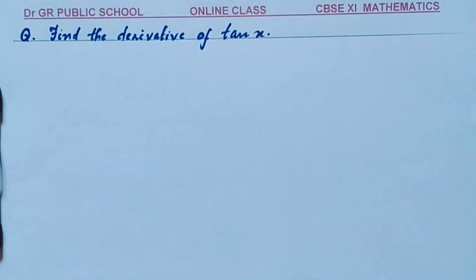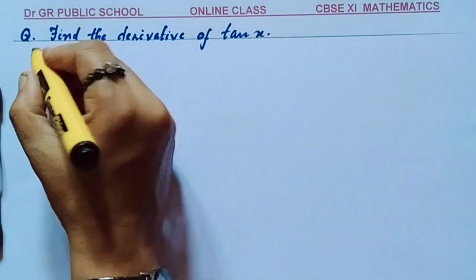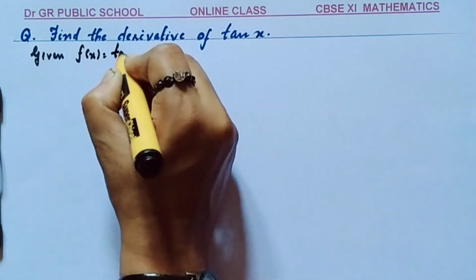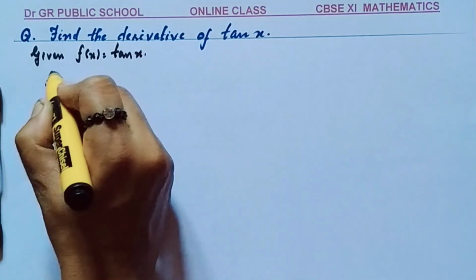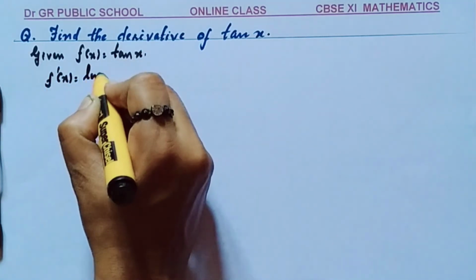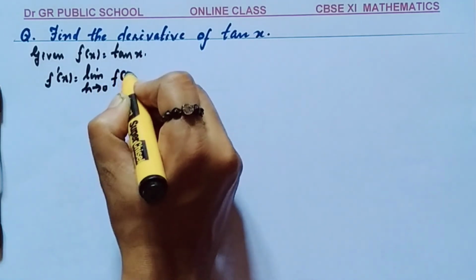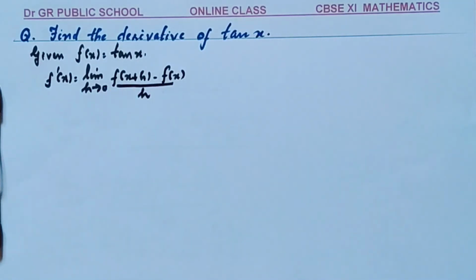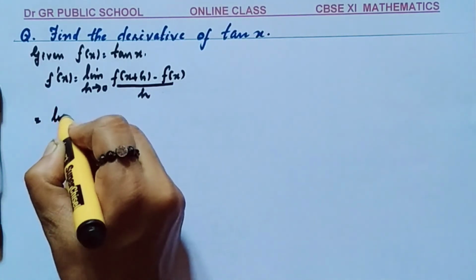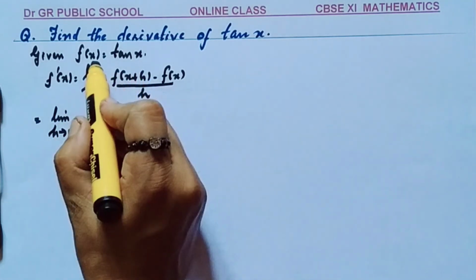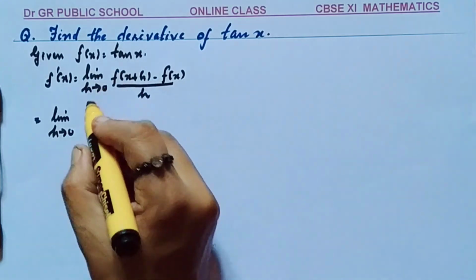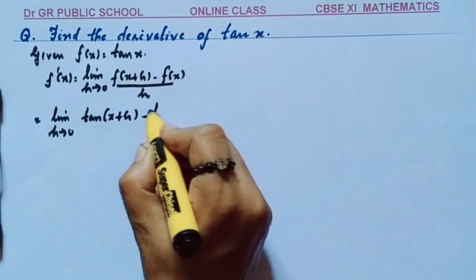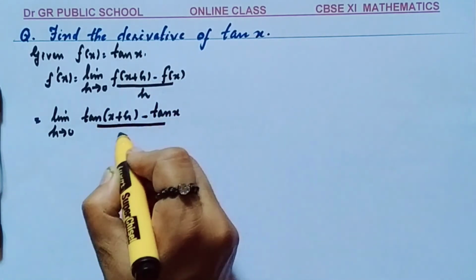Given function is f(x) equal to tan x. You know the standard formula as f dash x equals limit h tends to 0, f of x plus h minus f of x divided by h. This is the formula for first principle. Equals limit h tends to 0, f of x equal to tan x. f of x plus h means replace x with x plus h, minus f of x is the original function tan x, the whole divided by h.